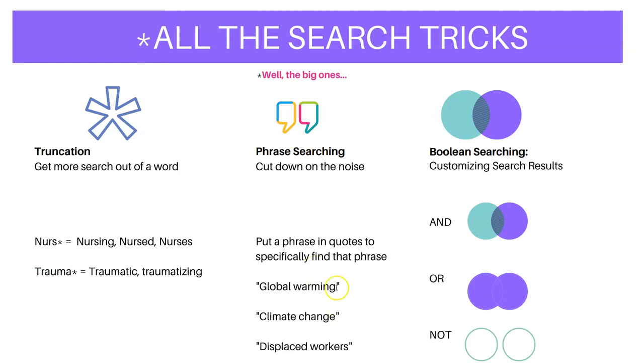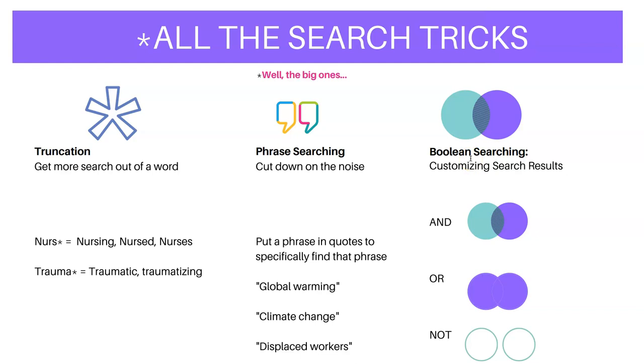Phrase searching. This is a pretty big one. People don't often do it. This actually works on Google as well. Put your phrases inside of quotes. That way the words are searched together. Again, totally improves the quality of your search. Boolean searching is a great way to clean up your search.